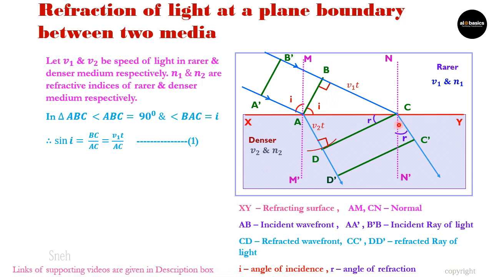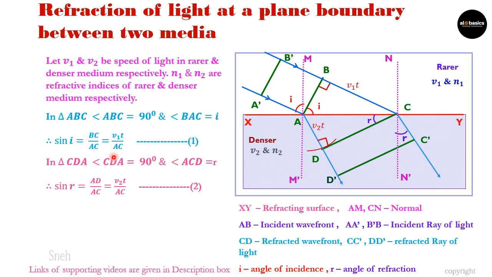Consider triangle ABC and triangle ADC. In these two triangles, angle ABC is 90 degrees and angle BAC is i. So for this triangle, first of all, I'll write sine of i. As it is a right angle triangle, what is sine of i? It's opposite side divided by hypotenuse. Opposite side is BC, so it is BC upon AC. And what is BC? BC is nothing but v1 t. So it can be written as v1 t upon AC.